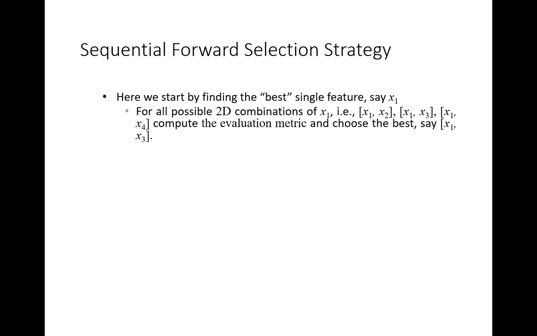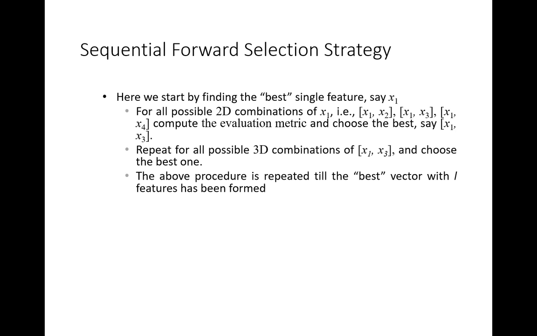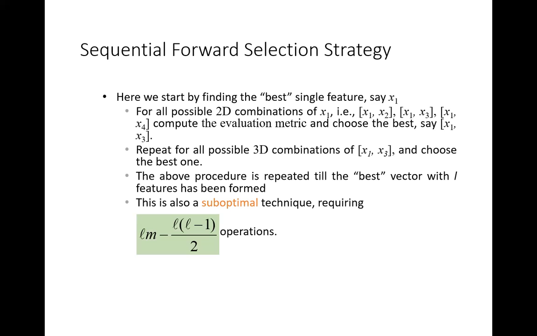These two strategies, sequential backward and sequential forward, are pretty similar in concept. In one case, you start with all the features. In another case, you start with a single feature. But you have a way of figuring out how to look for the best combination. Again, this procedure is going to give you a suboptimal result, and the number of operations you are going to need in this case is given by this formula.